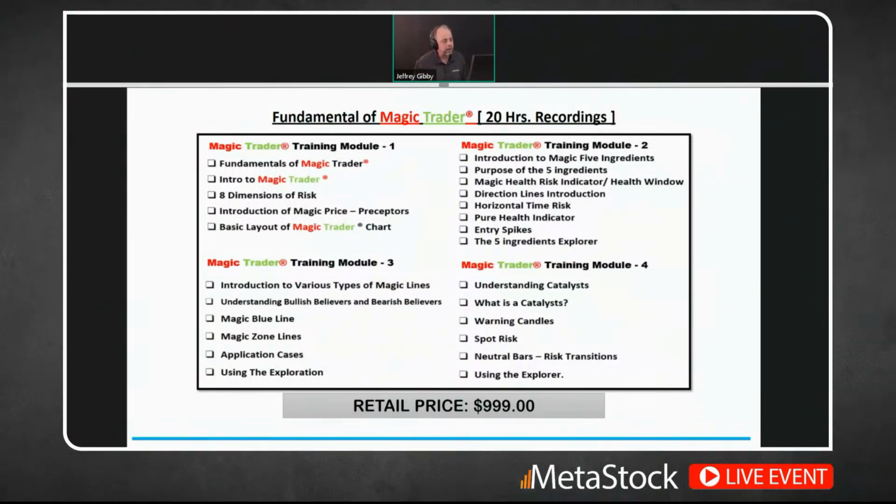Session 1, where he talks about the fundamentals of Magic Trader, did an introduction, and talks about risk, price perceptions, and charts. That particular session was 3 hours and 37 minutes long. Okay, session 2, where he talks about the 5 ingredients and introduces them. I'm not going to read all of the bullet points; you can read them if you want. That session was about 3 hours and 43 minutes long.